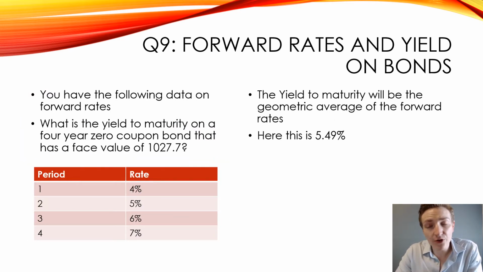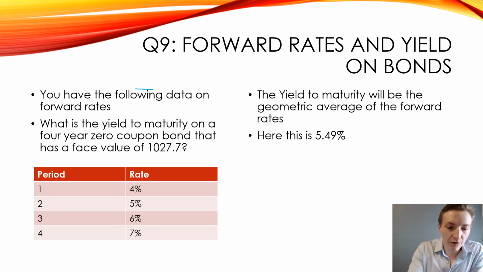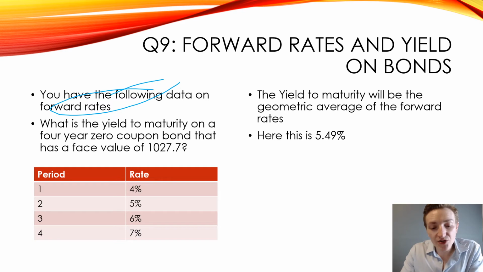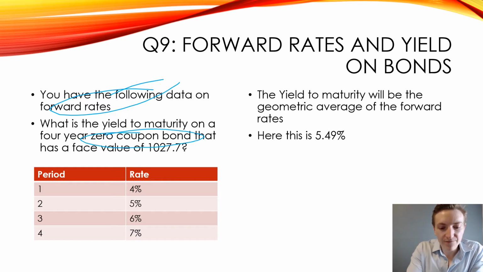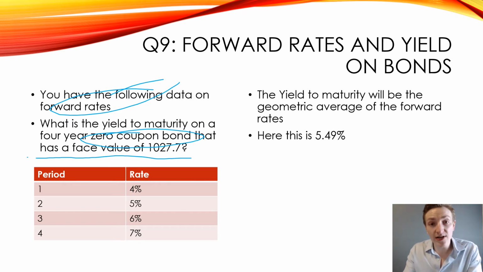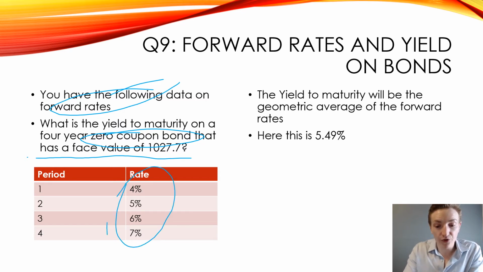Now we can also have another question about forward rates. So we have again the following data on forward rates. Now we're asked what is the yield to maturity on a 4-year zero coupon bond that has a face value of $1,027.70. Now in order to get this, we need to get our geometric average of the 4 years of forward rates here.